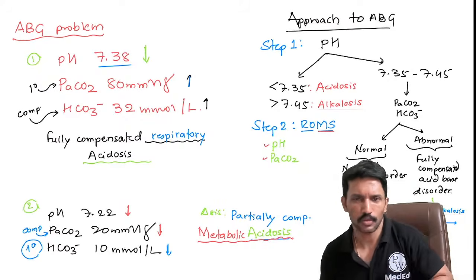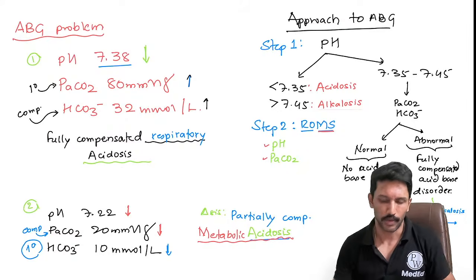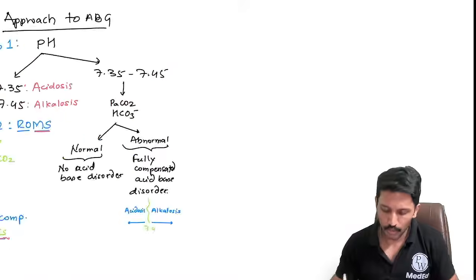So we'll spend 2 more minutes on the anion gap and then we will wind up for today. And this anion gap calculation only applies for metabolic acidosis.